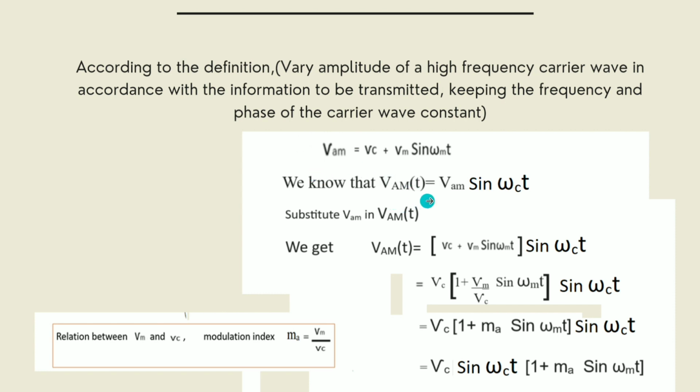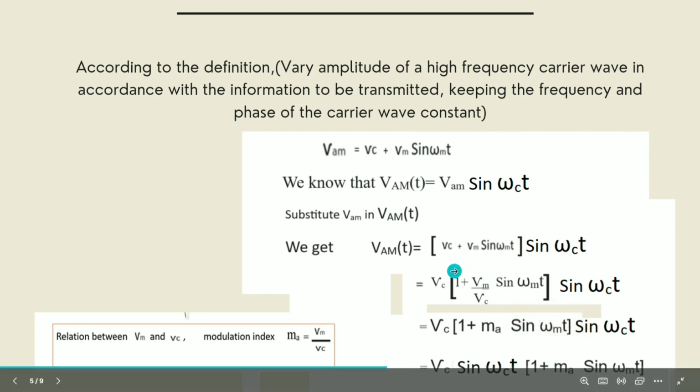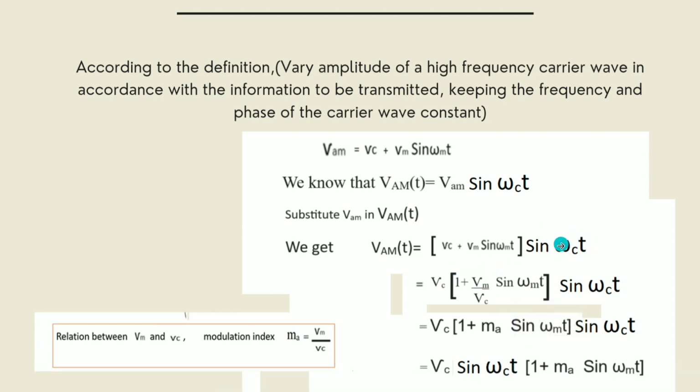We know that Vam of t is equal to Vam sine omega ct. Substitute the value of Vam over here. We will get Vam of t is equal to Vc plus Vm sin omega mt into sin omega ct. Go for the simplification. Take Vc outside. We will get 1 plus Vm by Vc sin omega mt into sin omega ct.